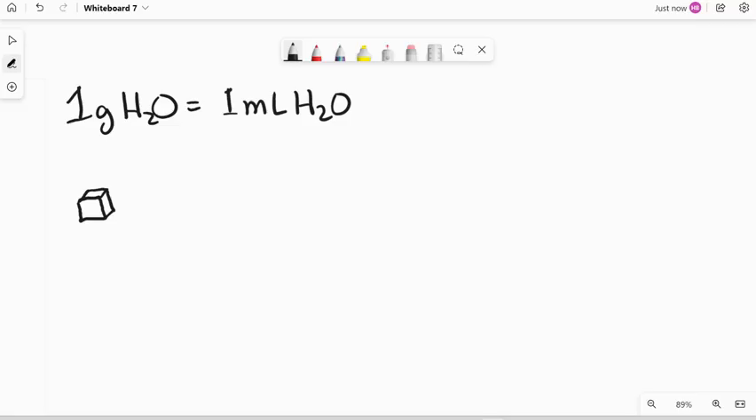So let's say I have a box that is 1 centimeter on each side. Do we all know the formula for calculating the volume of a cube?